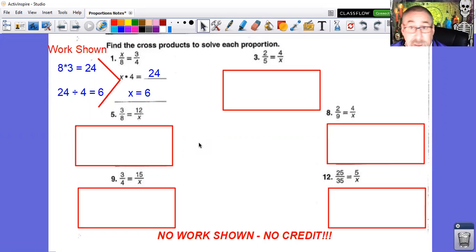So here we have find the cross products to solve each proportion. Quite simply, as I've done here, 8 times 3 equals 24. And then x times 4 is 4x. So that's where this x times 4 comes from. Cross multiplied is equal to 24. Now I divide by 4 and I end up with 6. So cross multiply and divide by the other number and you get your answer.